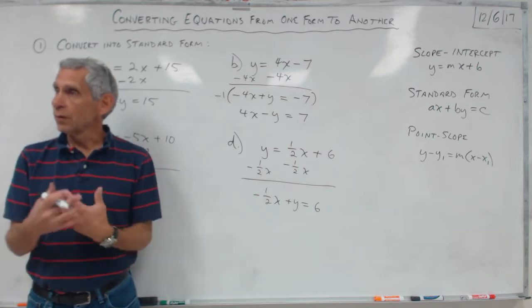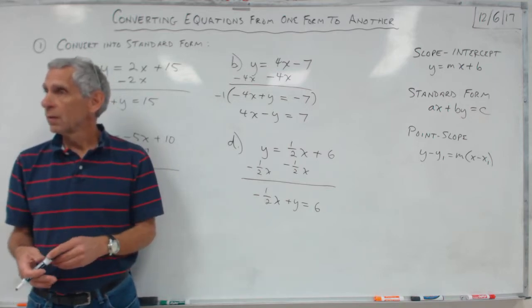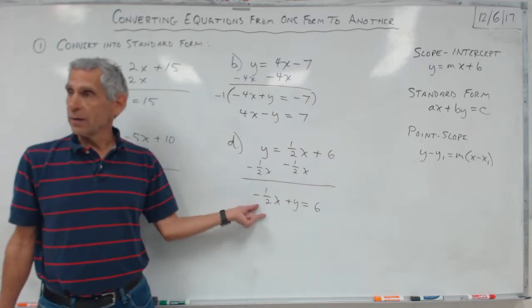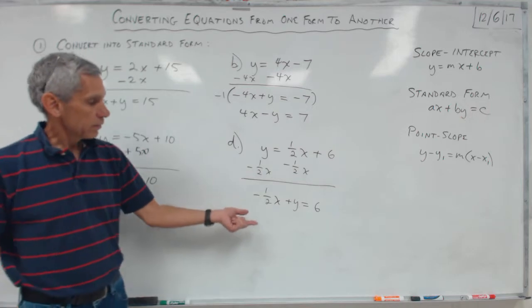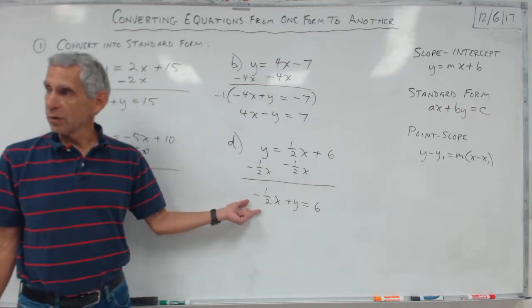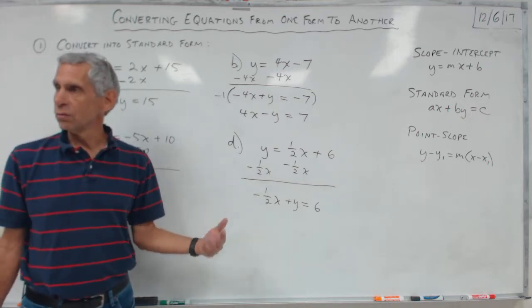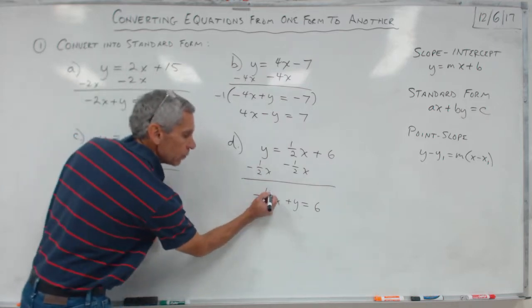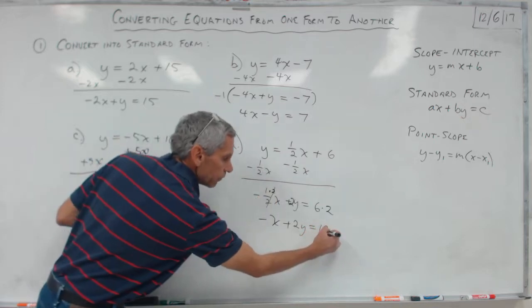Okay? So, Rosemary, what could I do? Multiply everything by the denominator, right? You could multiply by -2 or 2. I think I'll just choose 2. So I'm going to multiply this times 2 and this times 2, right? So the 2's cross out. So that just gives me negative x plus 2y is equal to 12.